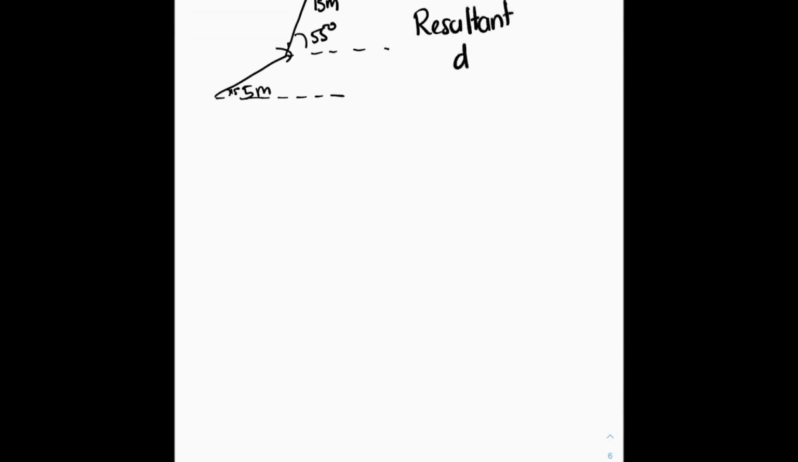So coming back to the question earlier, we had 5 meter, 15 degree here, and then we have another 15 meter with 55 degree. The initial question was to find the resultant displacement. That was the initial question, to find resultant. You have to sum this first displacement with the second displacement in order to get our resultant displacement from the initial point here to the final point here.